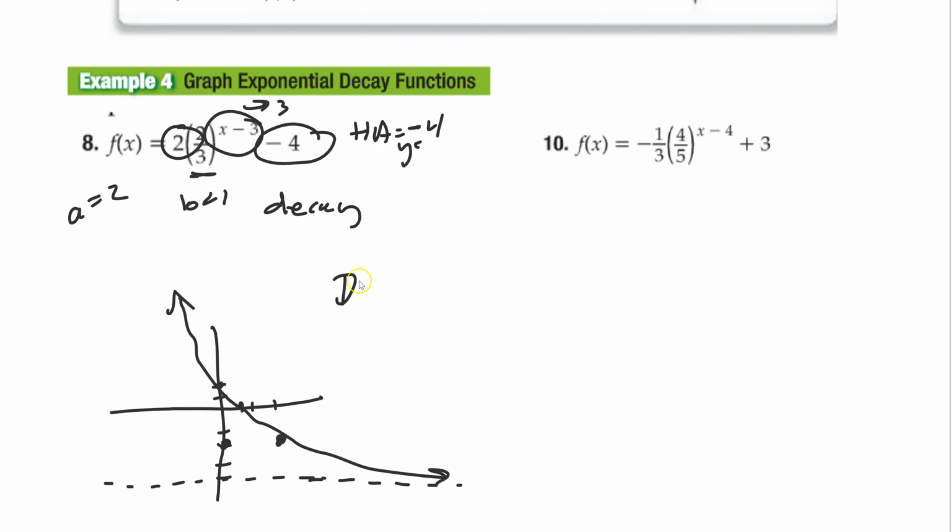Domain and range. Domain: all real numbers. Range, low to high: my lowest is -4 to infinity. So that's where that goes. Next one's a little tough. Next one has a flip to it, besides the fact that it's all fractions.